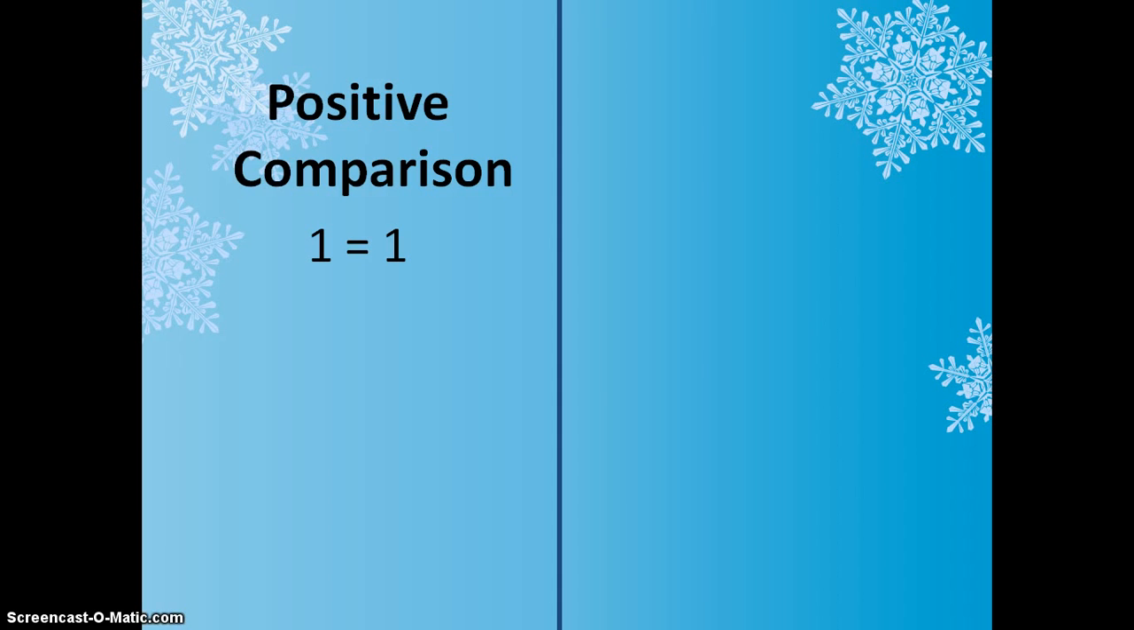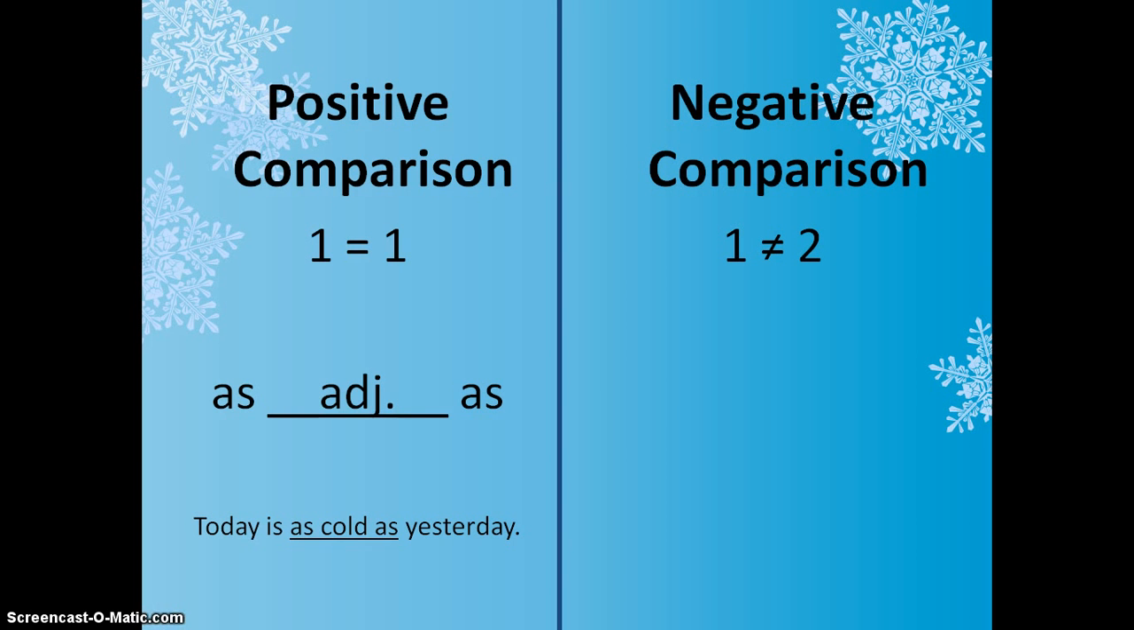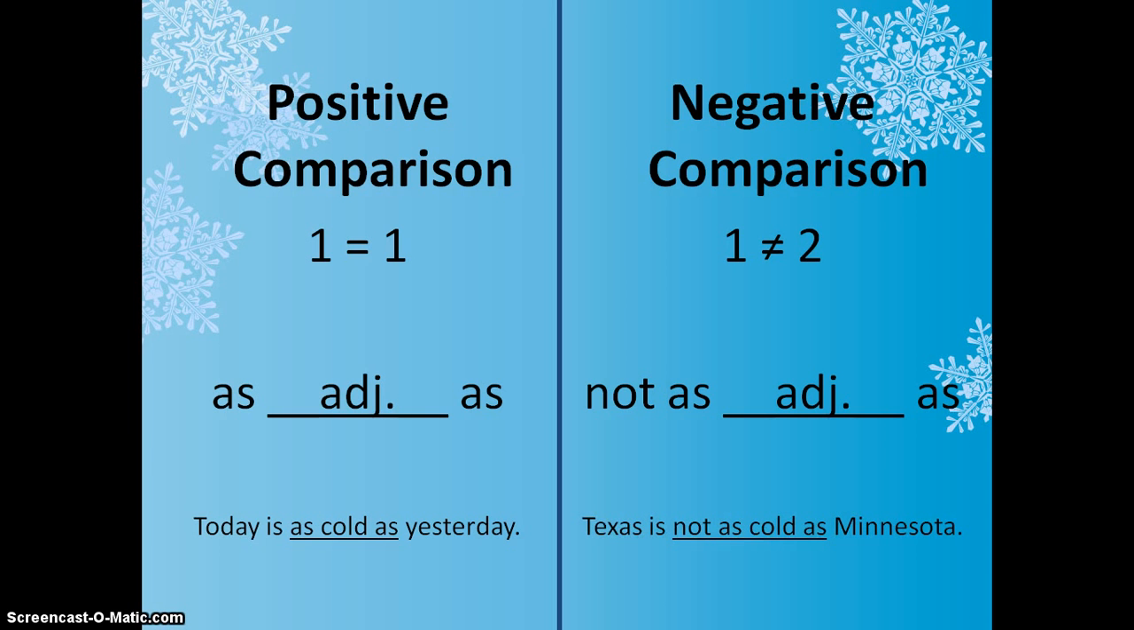So let's look at those again. We have our positive comparison, like when we say 1 equals 1 in math. To use a positive comparison, we say as, adjective, as. Here was our example sentence. Today is as cold as yesterday. Now we have our negative comparison. Like in math, 1 does not equal 2. So we use not as, adjective, as. In our example, Texas is not as cold as Minnesota.